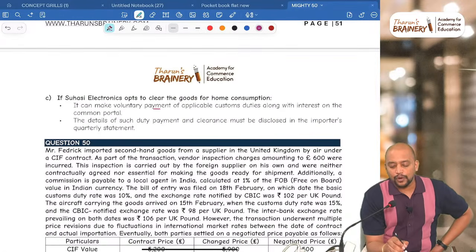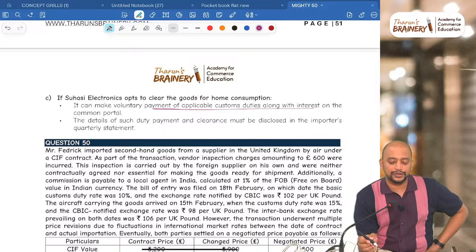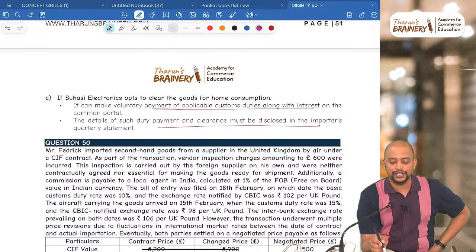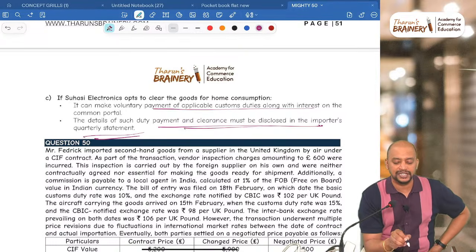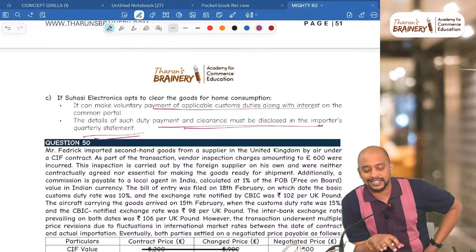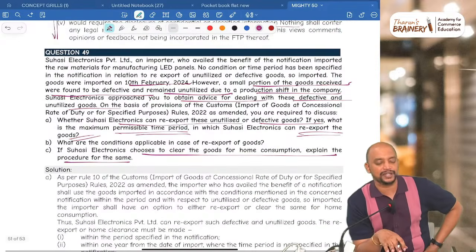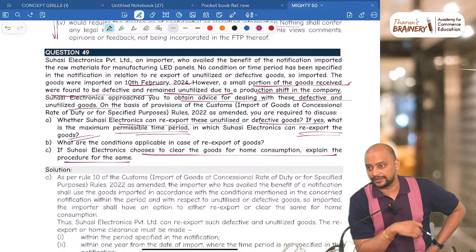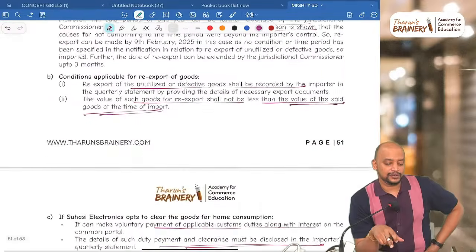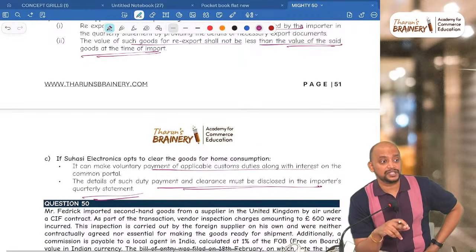So it can make a voluntary payment of applicable customs duty along with interest. The details of such duty payment and clearance must be disclosed in the importer's quarterly statement. Again, this is an RTP question, not tested. Okay. So last time they have asked, but that was in a different context. So this point they can make.